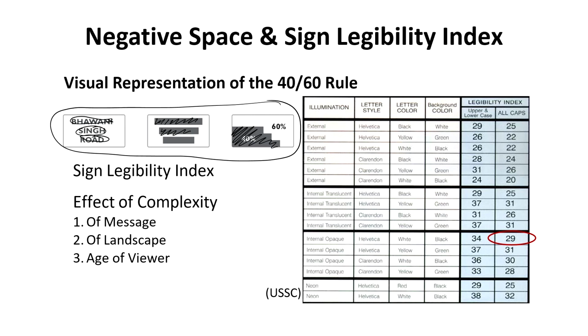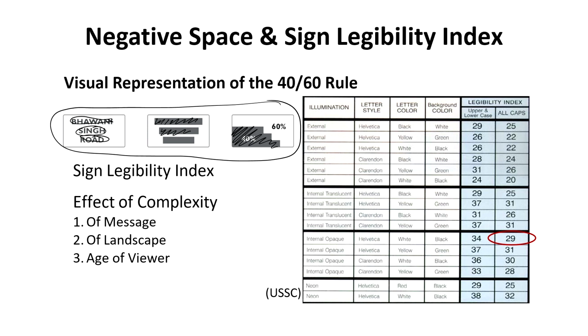The complexity of the messages displayed in a sign can impact its legibility index. Signage with a simple, concise message is generally more legible than one with a complex message. A straightforward message allows for quicker comprehension, leading to a higher sign legibility index. Even the viewer also affects the overall signage legibility index.